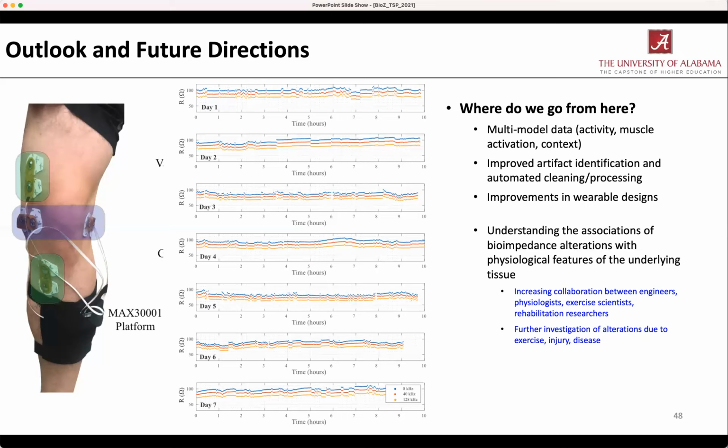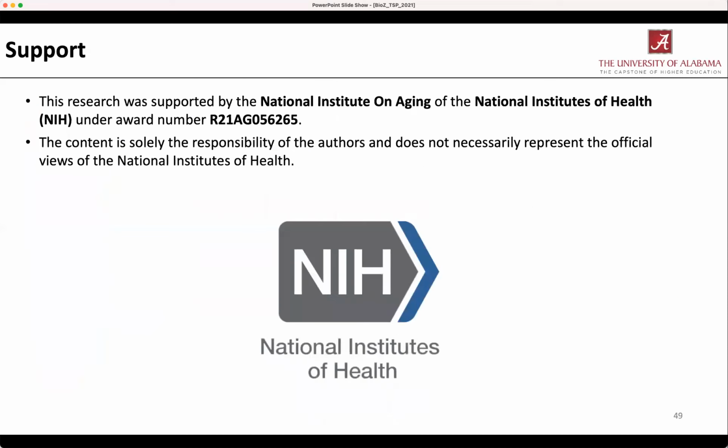I hope this has kind of illustrated a really interesting area for those of you who aren't involved directly with bioimpedance. And I just do a quick shout out that a lot of this work was supported by the National Institute of Health, specifically the National Institute on Aging.